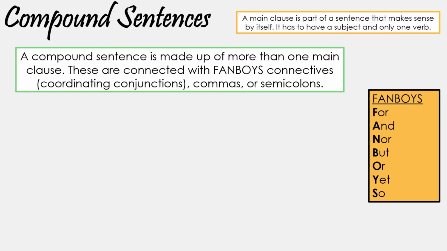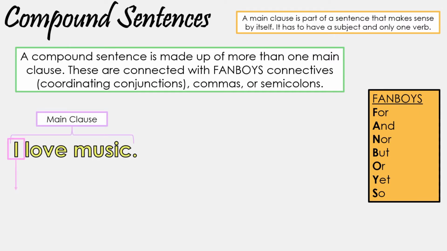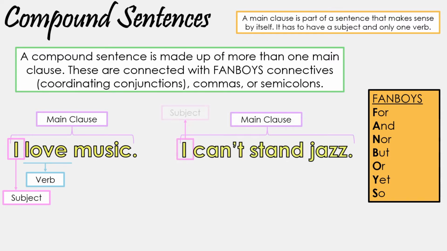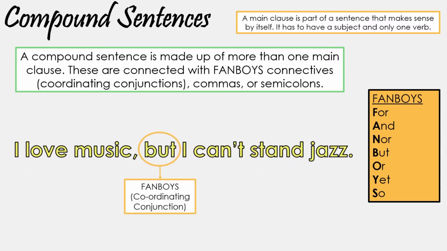As we discussed on the last slide, I love music makes sense by itself. It's got one verb, it's got a subject, and this makes it a main clause and a simple sentence. Now we can say the same about I can't stand jazz. It's a main clause, it's got a subject, it's got a verb. So far so good. We've got 2 separate simple sentences. And all we would need to do is take out this first full stop and add in a FANBOYS connective, and this would make it a compound sentence. It's now 2 main clauses joined by a coordinating conjunction. I love music, but I can't stand jazz.